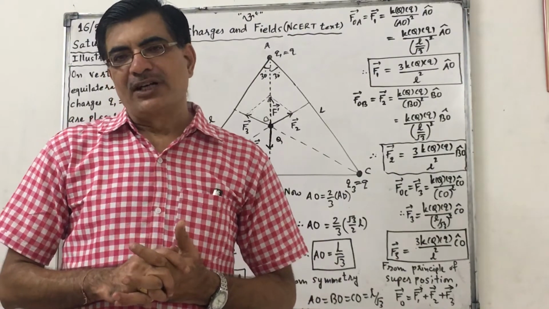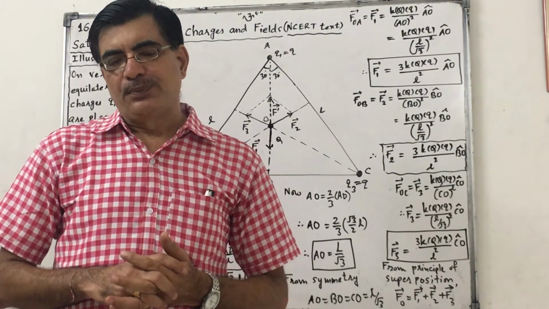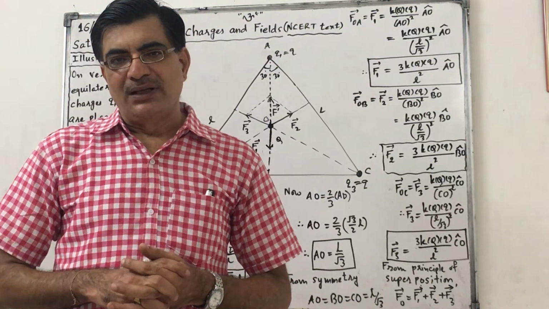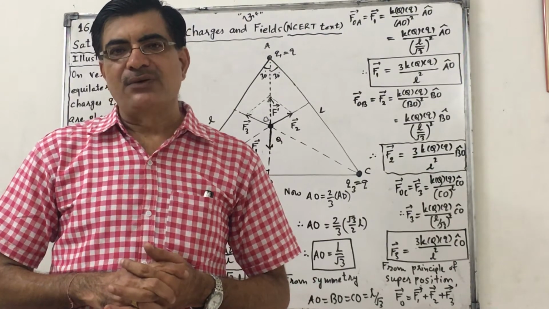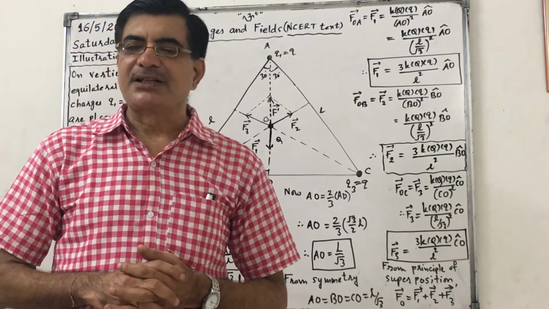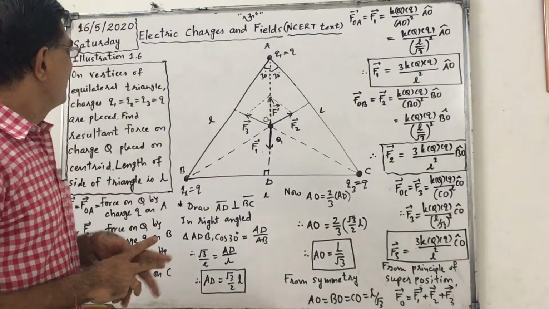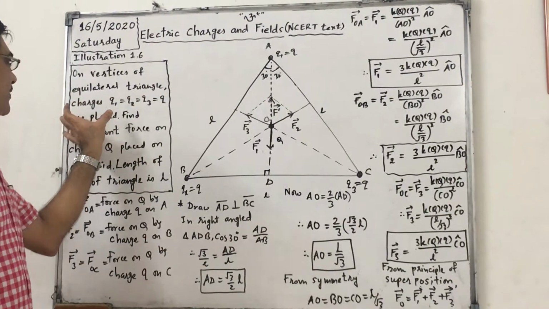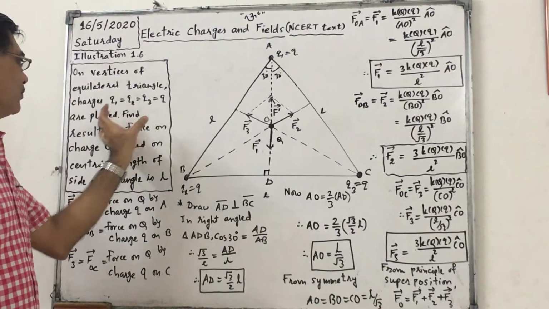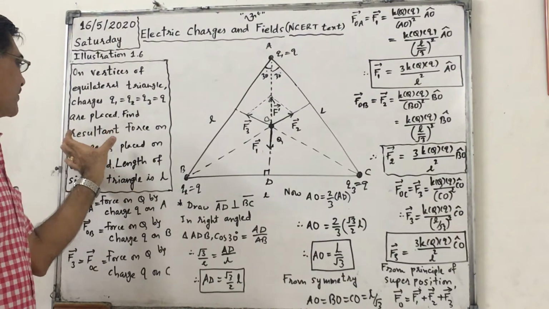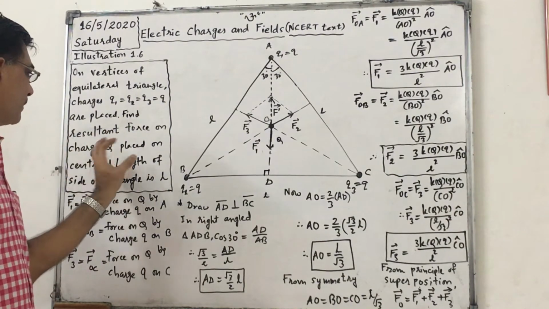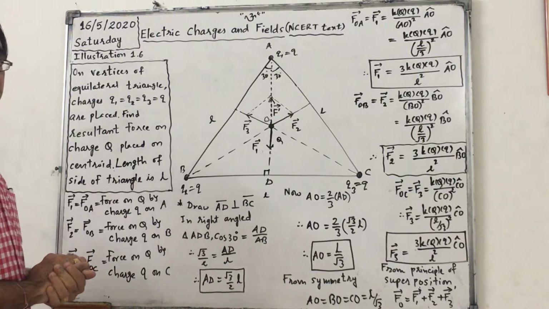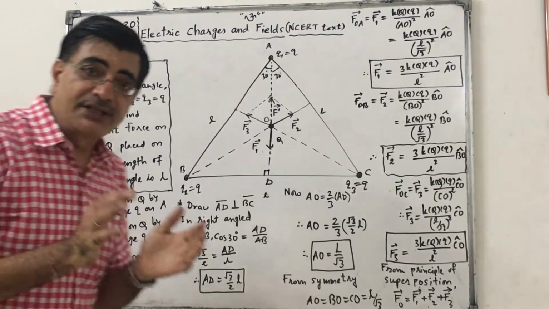Today we are going to discuss illustration 1.6, chapter 1, Electric Charges and Fields, NCERT text. This is the data. On the vertices of an equilateral triangle, charges Q1, Q2, Q3 equal to q are placed. Find the resultant force on charge capital Q placed at the centroid, where the length of the side of the triangle is given as small l.